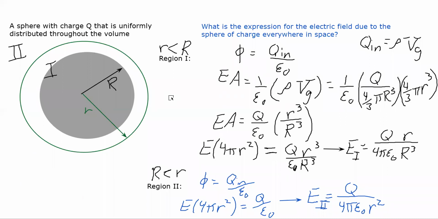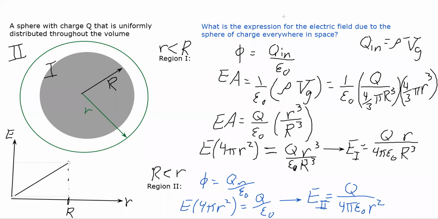So let me plot this. Let me plot electric field as a function of r, just to show you what this looks like. So I'm going to put this little dashed line here. This is capital R. So how does the electric field look as I'm starting from the center of the circle and going towards the radius, towards the edge of the sphere? Well, it's going to look something like this. It's going to look linear. How do I know it's going to look linear?